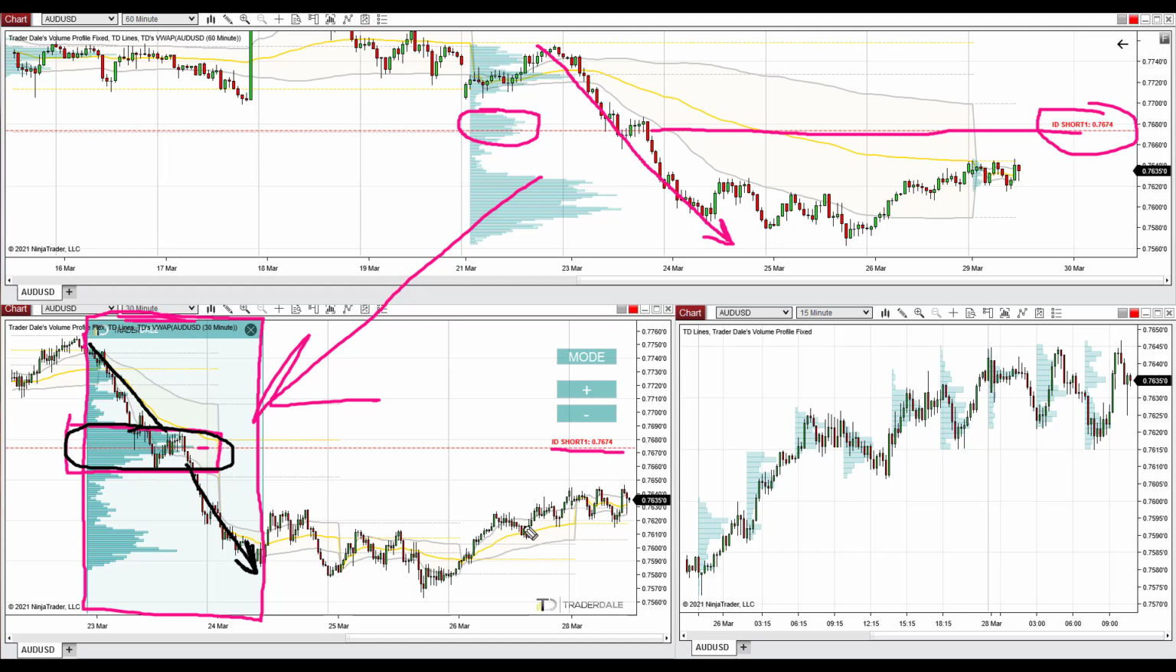So when there's a pullback to 76.74, that's the place where the volumes were the heaviest. I think that the sellers from this area will want to defend this area, and they'll want to push the price downwards from there again. All right, so this is why I think that this zone will work as a strong resistance.